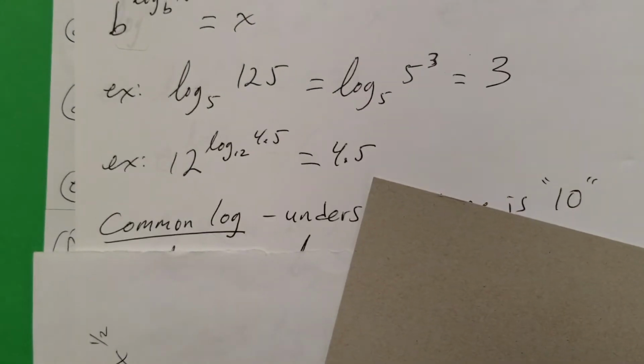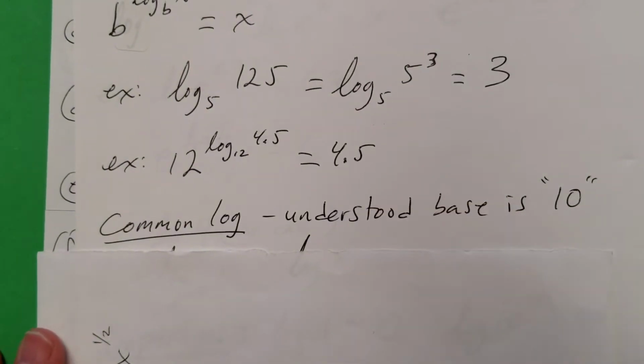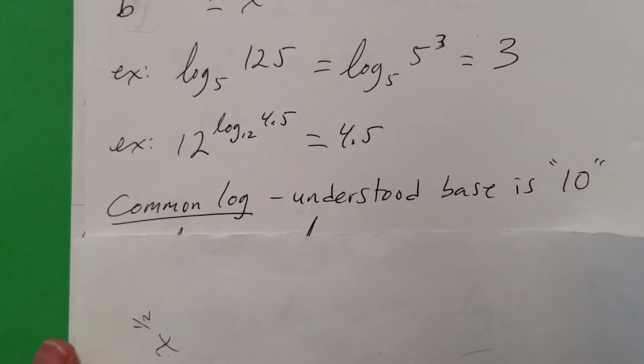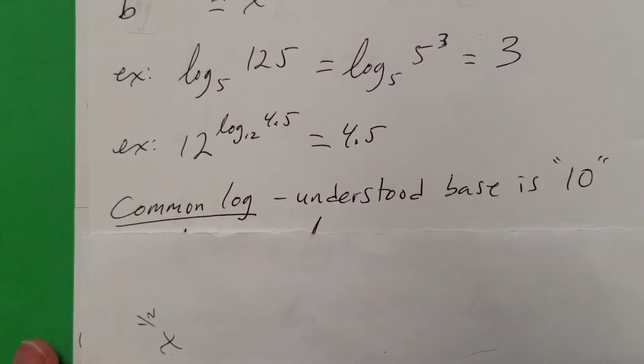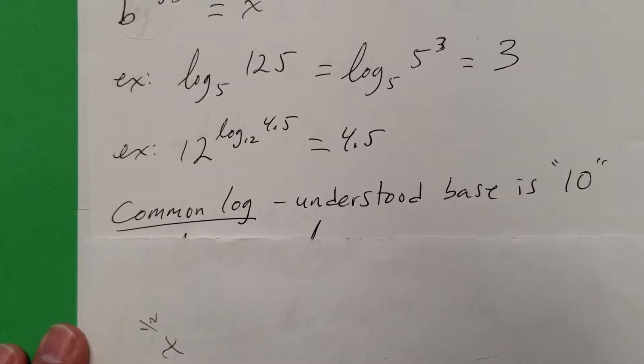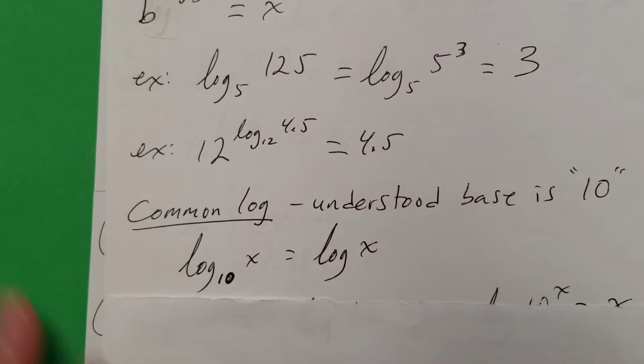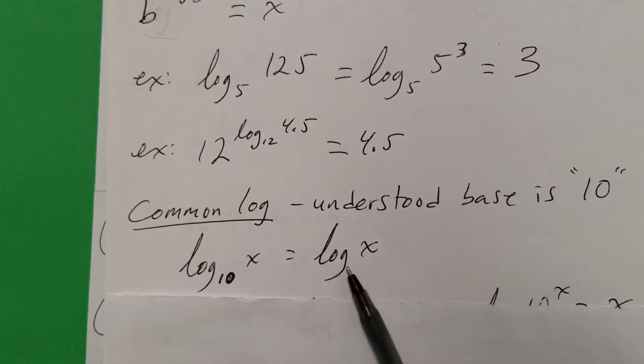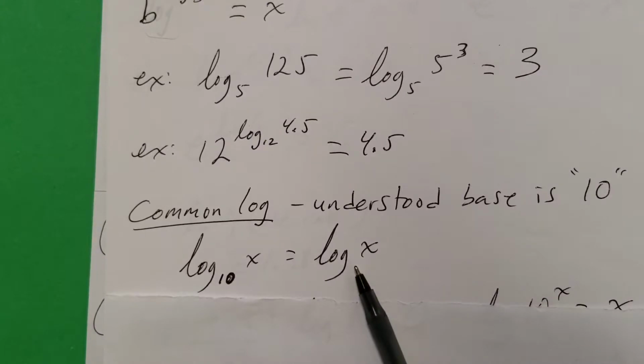Common log. Common log is understood that the base is always 10. So instead of writing the 10 there, we just understand that it's 10. So if it's base 10, we can leave it out. If you don't see a base there, that means we know that it's base 10. Okay, it's a common log.